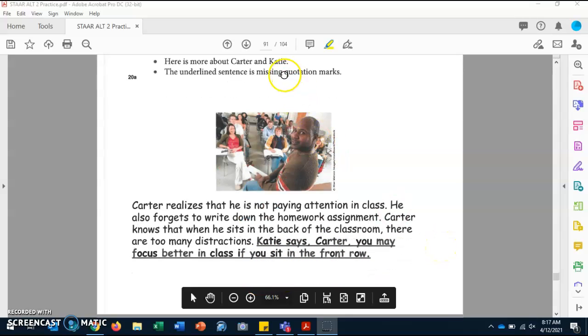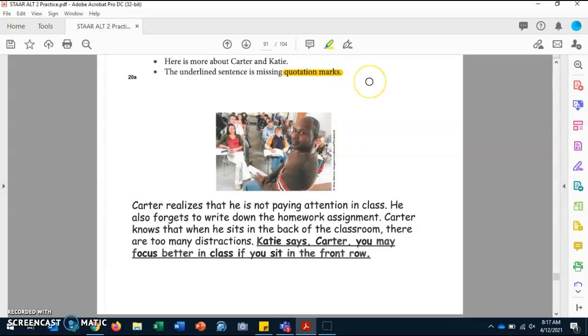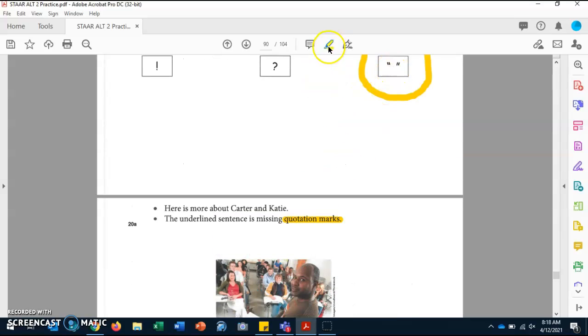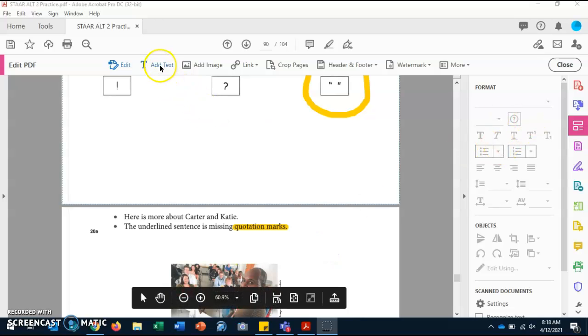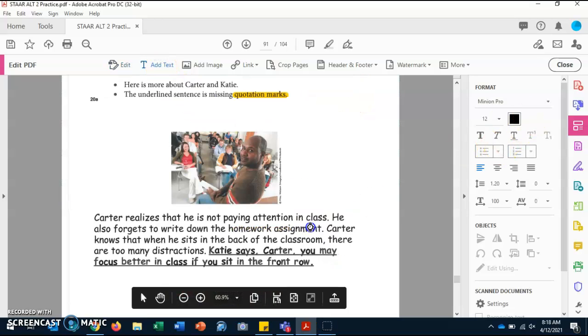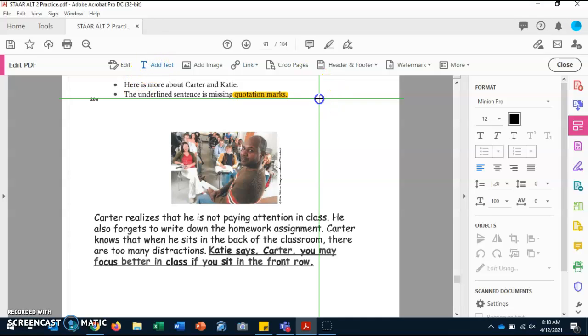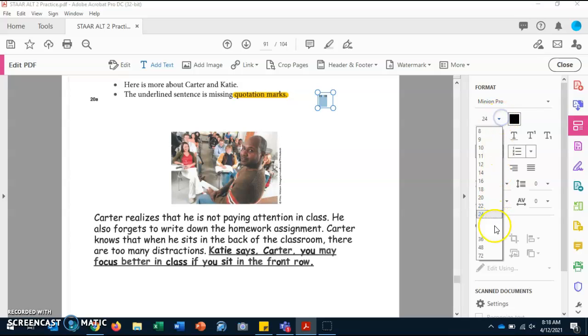So they're telling us that we're missing quotation marks. And what are quotation marks? They're these little things right here. They're the marks that we put when somebody is saying something. Quotation marks look like this. Let me make this bigger. That's what quotation marks look like.